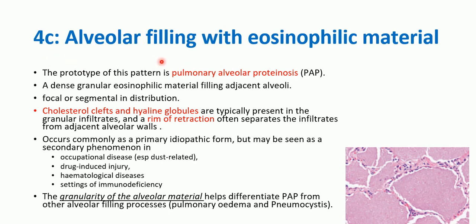Or see, when the alveoli are filled with this homogeneous granular eosinophilic material with a retraction artifact at the periphery, and you can even appreciate some cholesterol clefts and hyaline globules. So the prototype of this pattern is pulmonary alveolar proteinosis. It occurs commonly as idiopathic, but may also occur as a secondary phenomenon in occupational diseases, especially dust-related, drug-induced injuries, hematological diseases, and settings of immunodeficiency. It must also be differentiated from pulmonary edema and pneumocystis; the granularity of the alveolar material is the one which clinches the diagnosis.